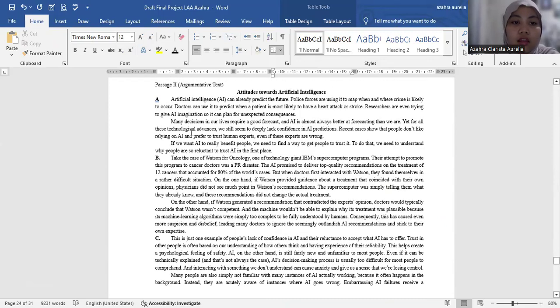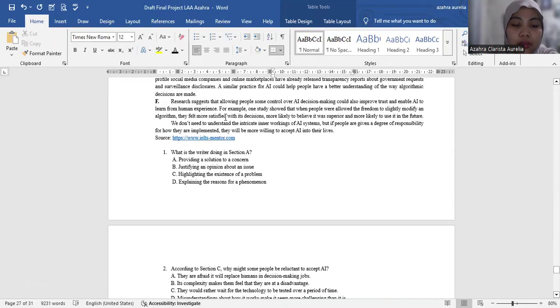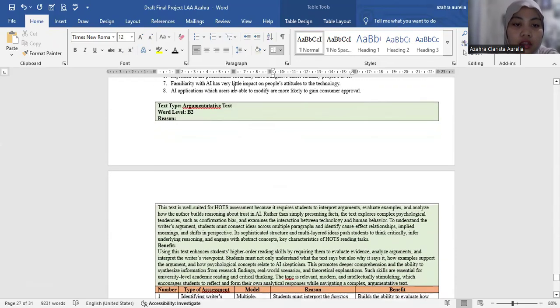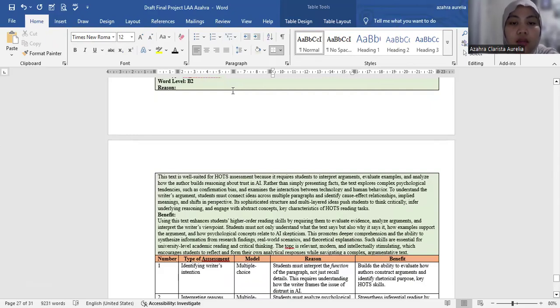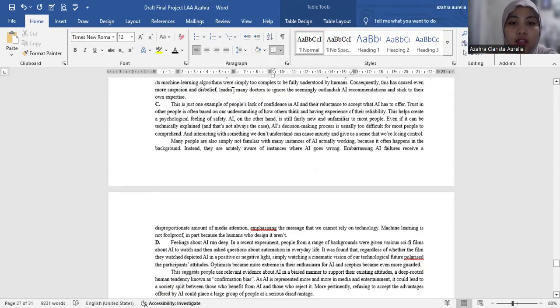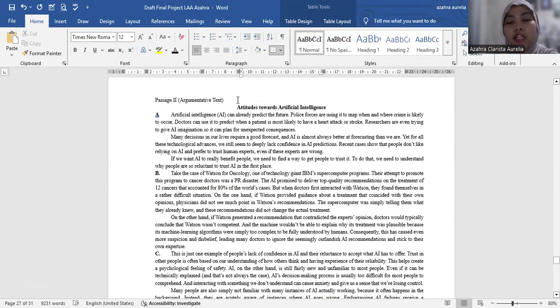And then the second passage of the reading assessment for HOTS students is an argumentative text. I adopted this text from IELTSmentor.com, and the word level is B2. The text is about why people do not easily trust AI even when AI is accurate. It uses examples and psychological explanations, so the students must follow the reasoning carefully.